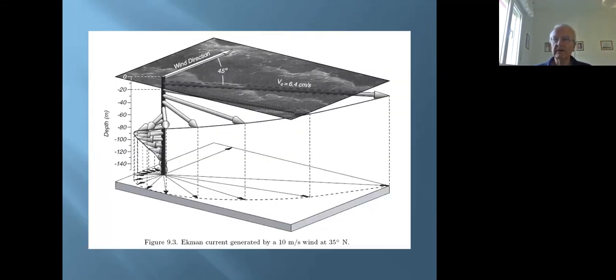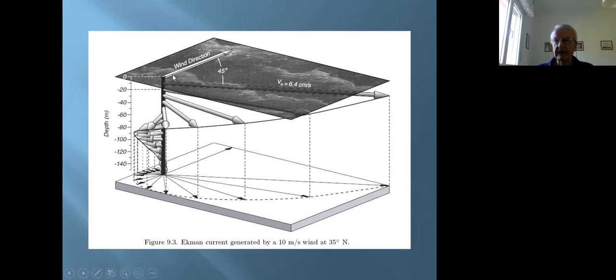Okay, let's see how it looks in a 3D representation, so that what we see might be more clear. So let's see how it looks. This is the vertical axis, the z-axis. This is the sea surface. The wind direction is this way. Already at the sea surface, the current is 45 degrees with respect to the wind.